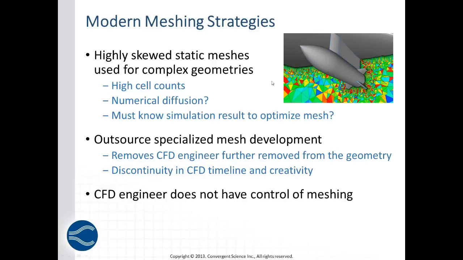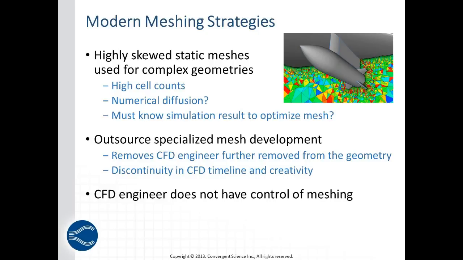You might have seen some meshes like this, very highly skewed static meshes that are used for very complex geometries. One of the benefits you get from that is that seemingly you get very good mesh resolution near walls and things like that. Often, though, as the mesh is adapted to these complex geometries, you end up with high cell counts, which can slow down the simulation.